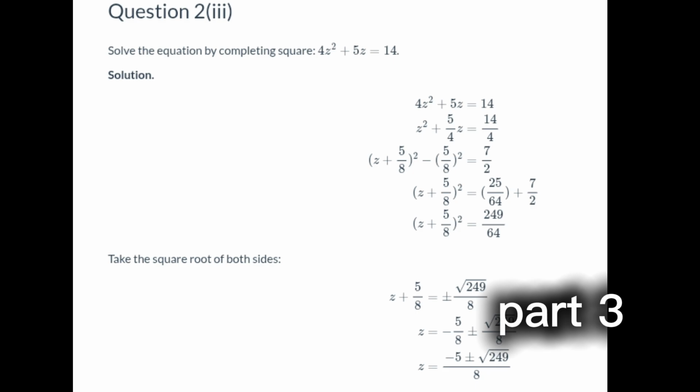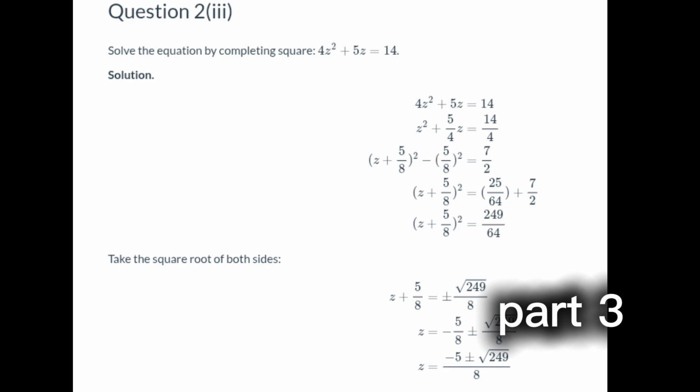Complete the square. Take half of the z coefficient. Factor. The left side factors to (z + 5/8)^2 = 25/64 + 7 halves. Common denominator. Find a common denominator of 64 on the right side. The right side simplifies to 249/64. Square root. Take the square root. z + 5/8 = plus or minus square root of 249 over 8.